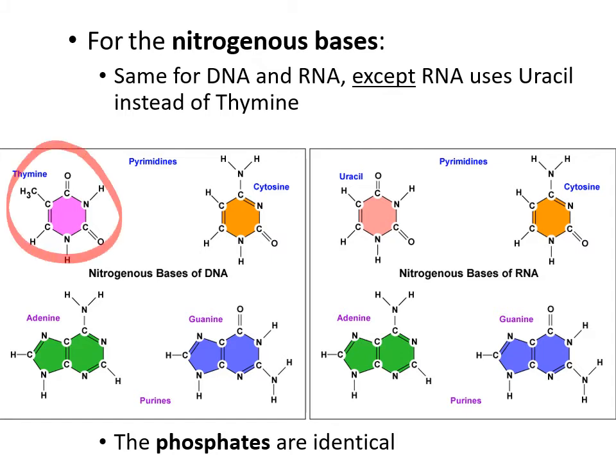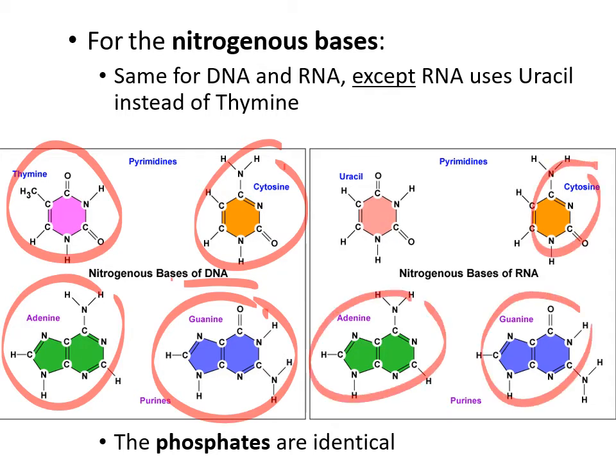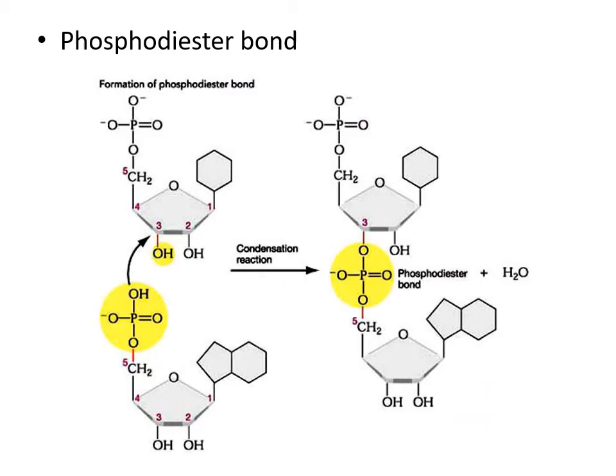It could be a thymine, it could be a cytosine, it could be an adenine, or it could be a guanine if it's DNA. For RNA, it uses some of the similar bases. So you see that cytosine, guanine, adenine are the same. And then what's different is that one of its nitrogenous bases is uracil. So RNA uses uracil, whereas DNA uses thymine, and the other 3 are the same. So these are the 4 nitrogenous bases that either DNA will use or RNA will use. The phosphates are going to be identical for the DNA and the RNA.